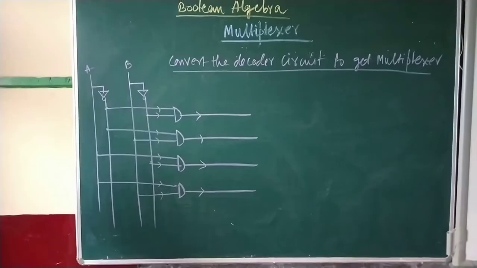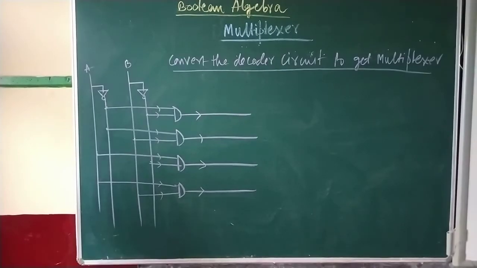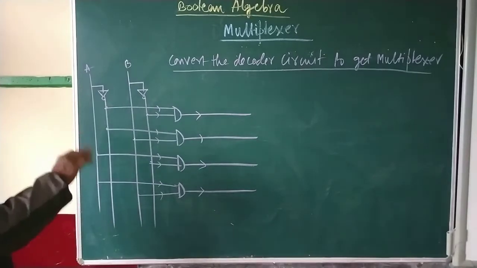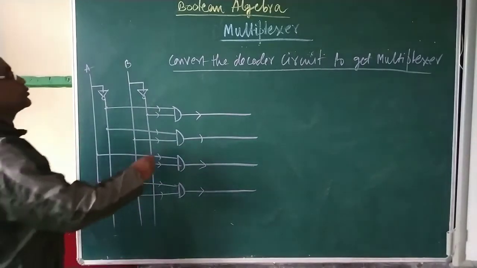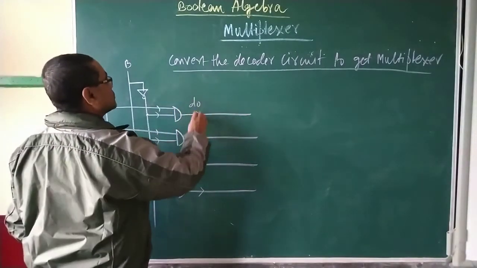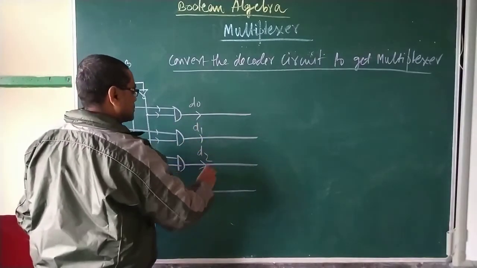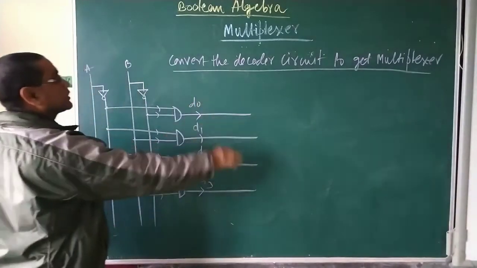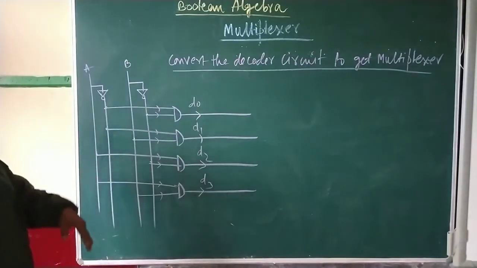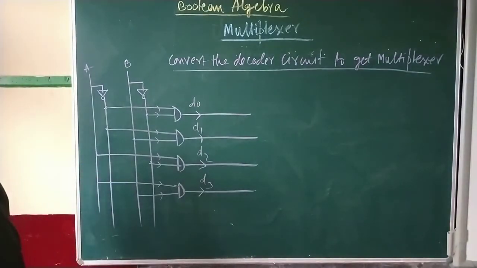So this is a decoder circuit, you can see it here. Convert the decoder circuit to a multiplexer. I told you a little bit about that when I was drawing the multiplexer. So this is your decoder circuit. Here these are the outputs, you can say D0, D1, D2, D3. So these are the outputs.